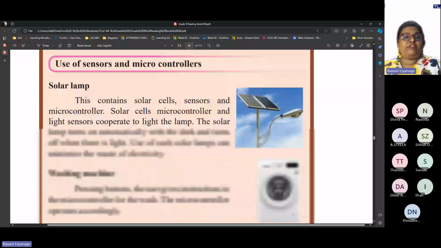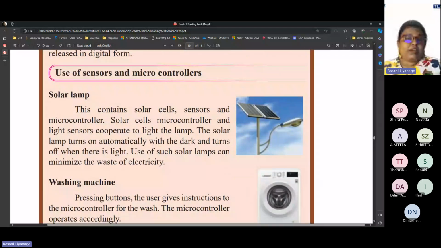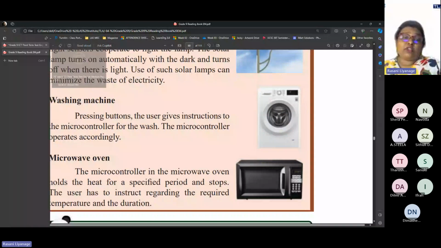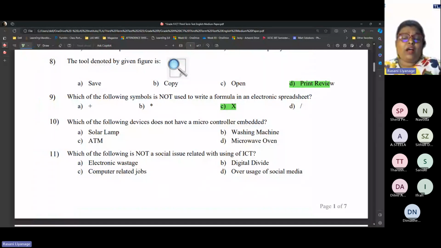There are a couple of devices which use microcontrollers: solar lamp, washing machine, microwave oven. Now, why do you say so? Microcontrollers are there in devices which are not really computers. That means by default, they're not computers.